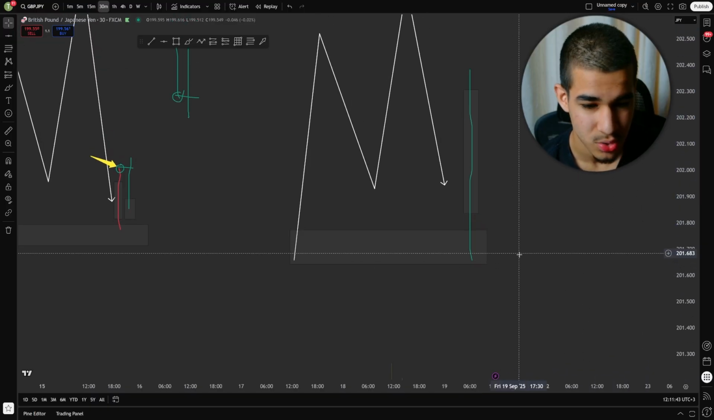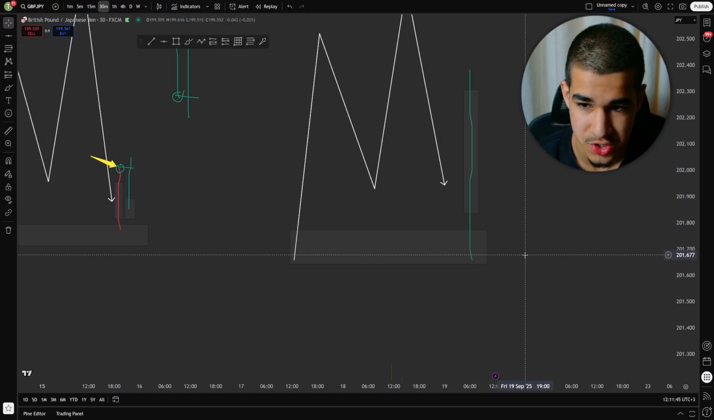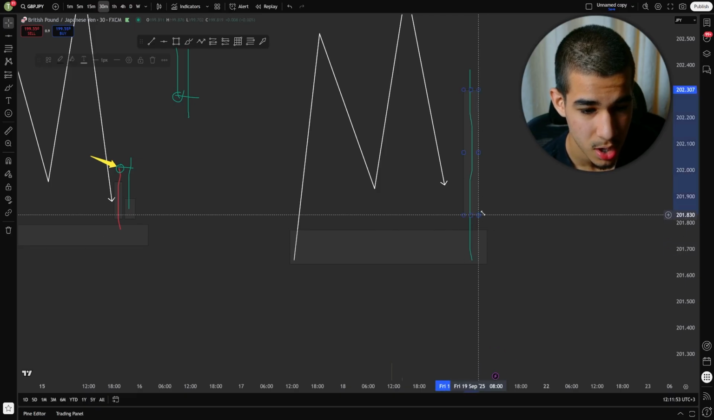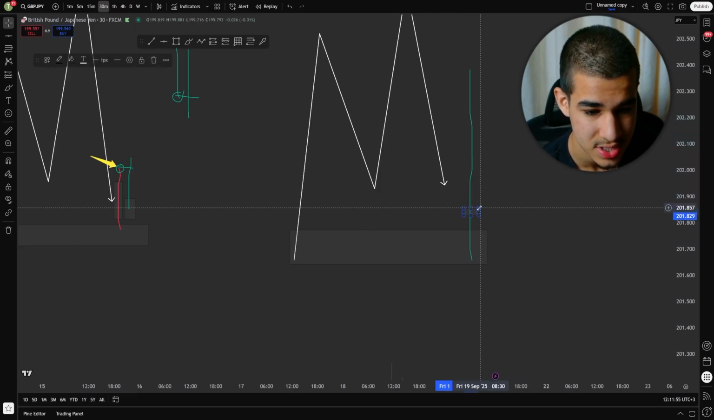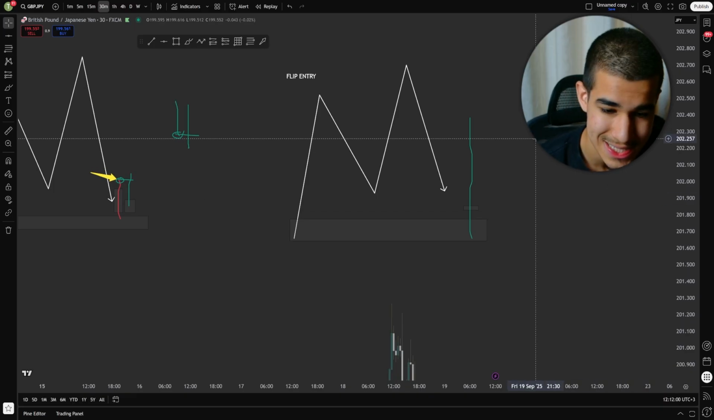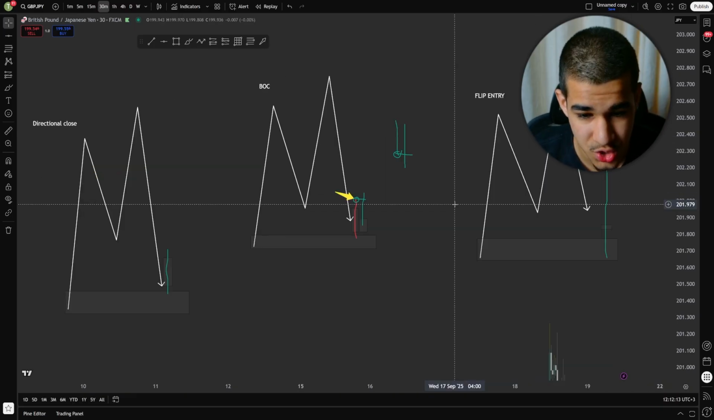Now, a flip entry is only valid if it comes deep enough in the zone or it has a deep enough lower or upper wick. So for example, here it came deep enough inside the zone, came all the way up and then flipped bullish. And as soon as this candle flipped bullish, you enter. And on a supply zone example, as soon as it flipped bearish. Now let me show you a live example for each one of these.